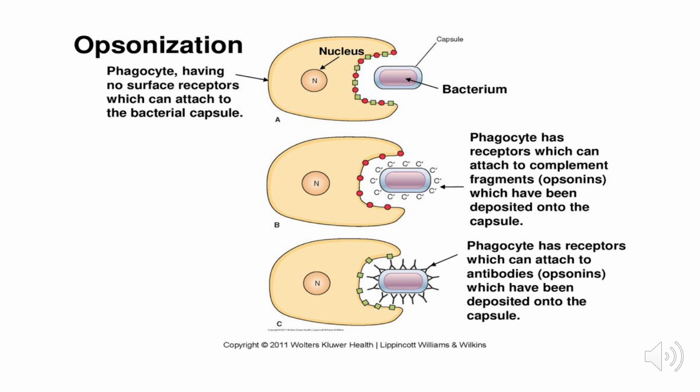Letter C is showing us a bacterium coated with IgG, one of our opsonins. And since the Fc portion, or the tail portion, of antibodies has corresponding receptors on the membrane of the phagocyte, the opsonized bacterium will later end up getting phagocytosed.